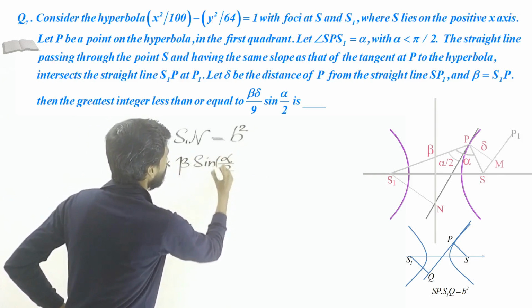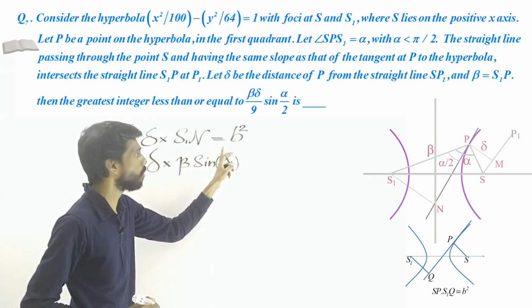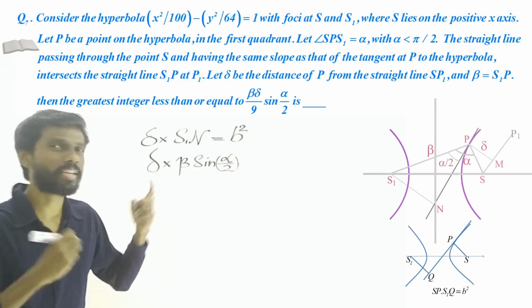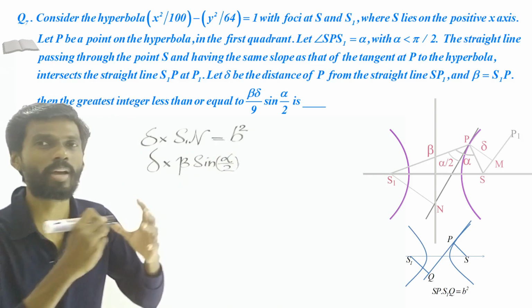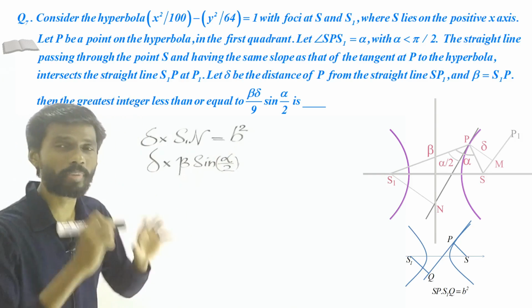Okay, so just using trigonometric ratio, that is equal to this b square. But b square is what? That is given in the question, the equation of hyperbola, x square by a square minus y square by b square. So b square is 64.